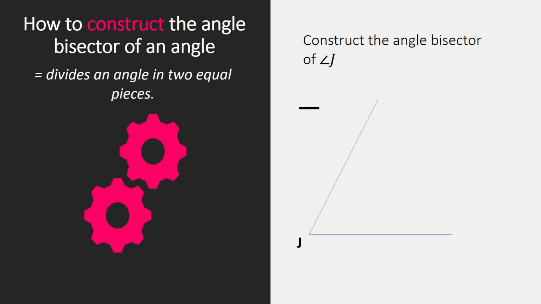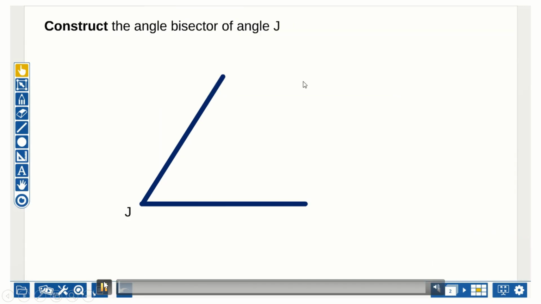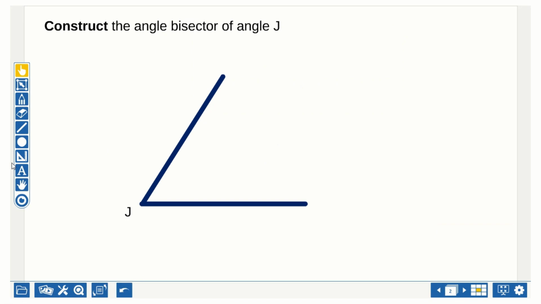Again, I made a little video for you. So, first of all, I want everyone to draw an angle J. You're not allowed to measure, so just make it a bit the same as the picture. How long the arms are of angle J doesn't really matter.